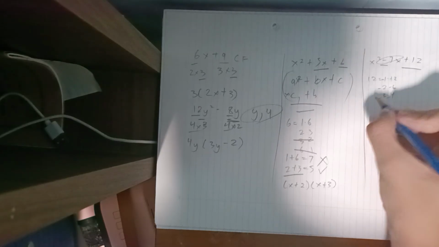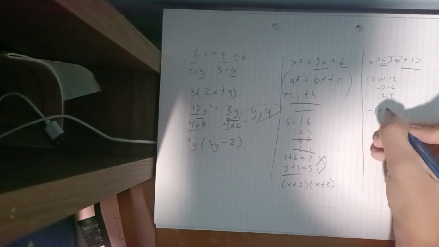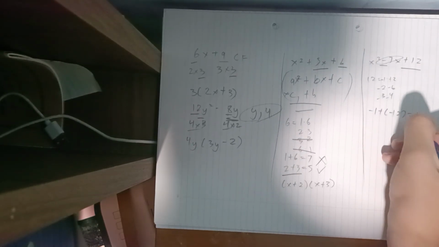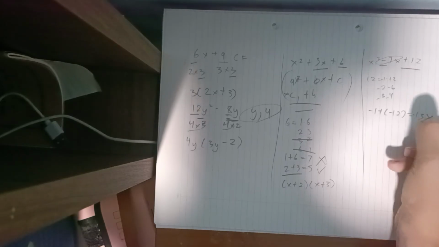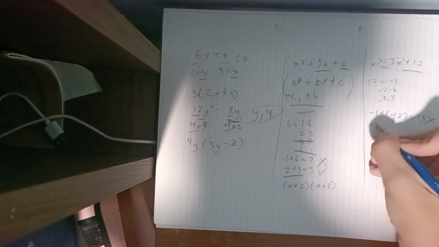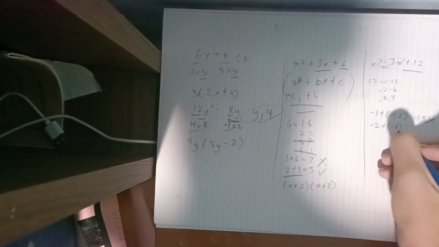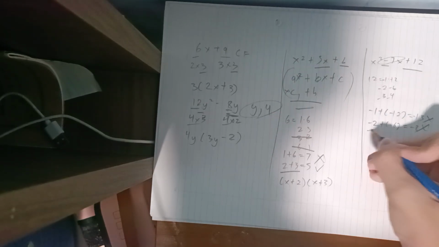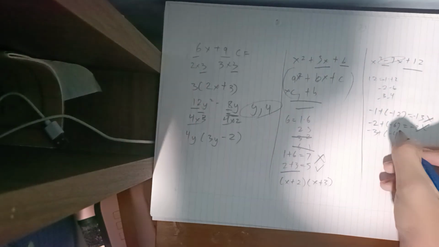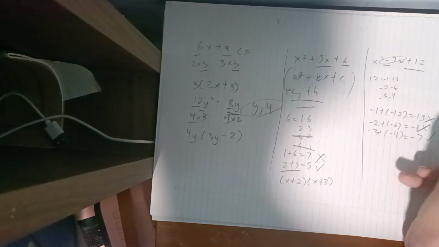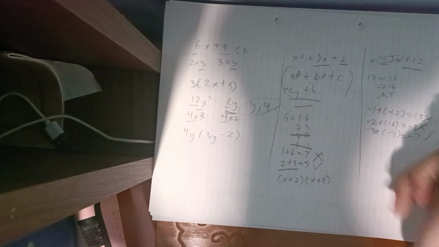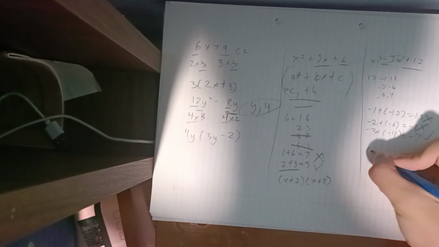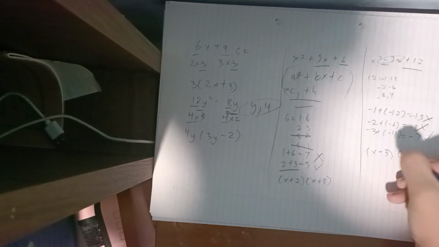So, negative 1 plus negative 12 equals negative 13. Way off. Negative 2 plus negative 6 equals negative 8. Very close. Still not it. Negative 3 plus negative 4 equals negative 7. We found the value. So we can rewrite the equation as (x minus 3)(x minus 4).